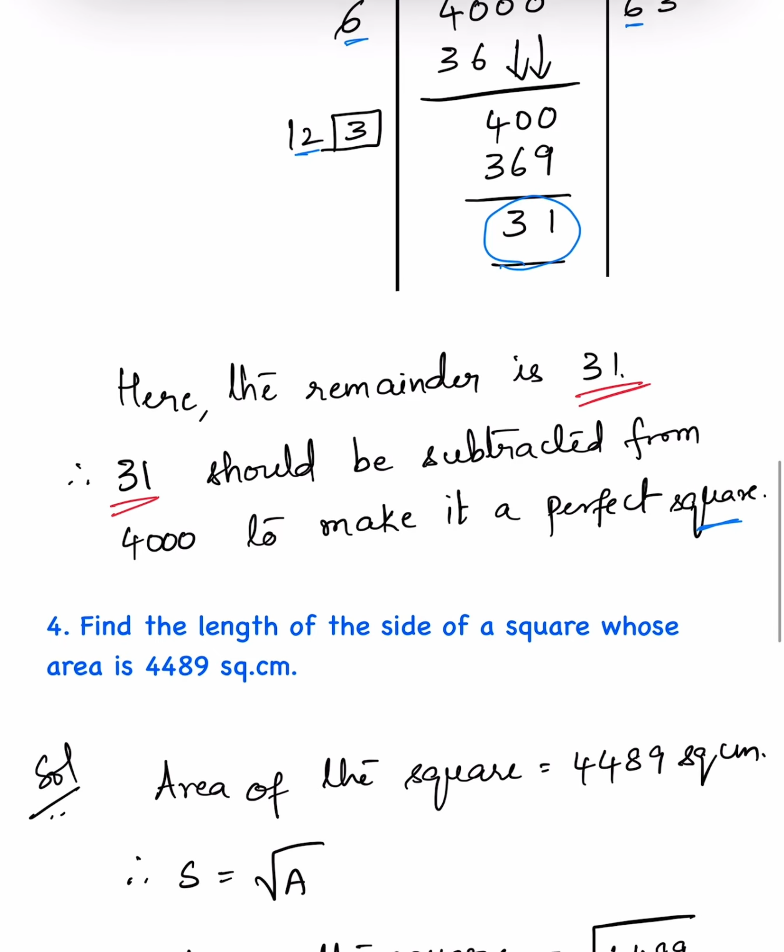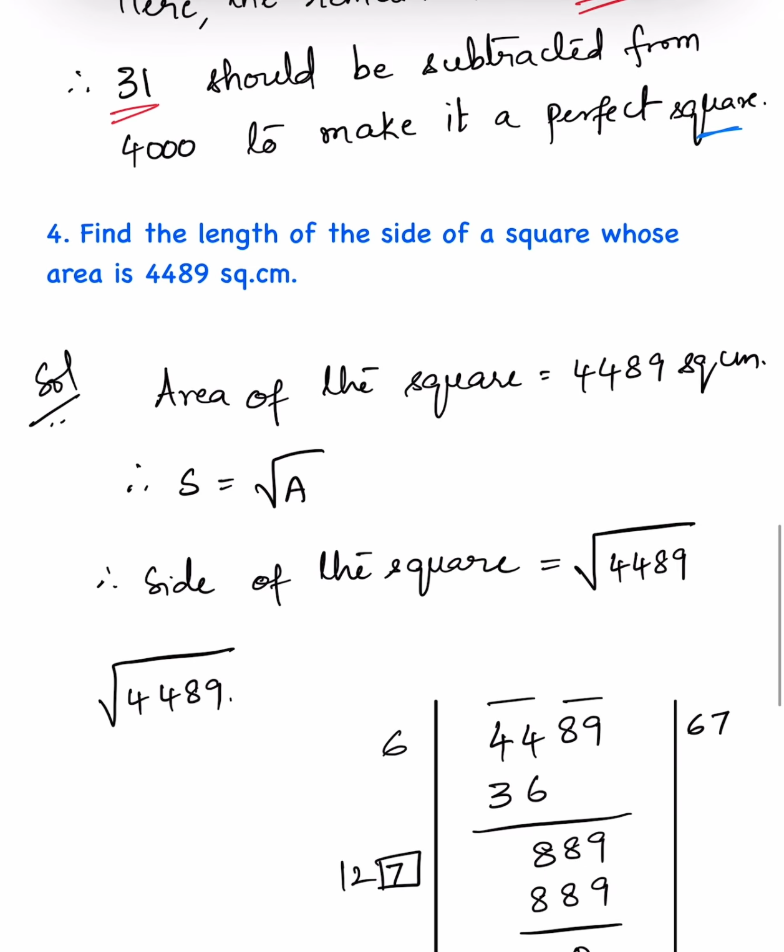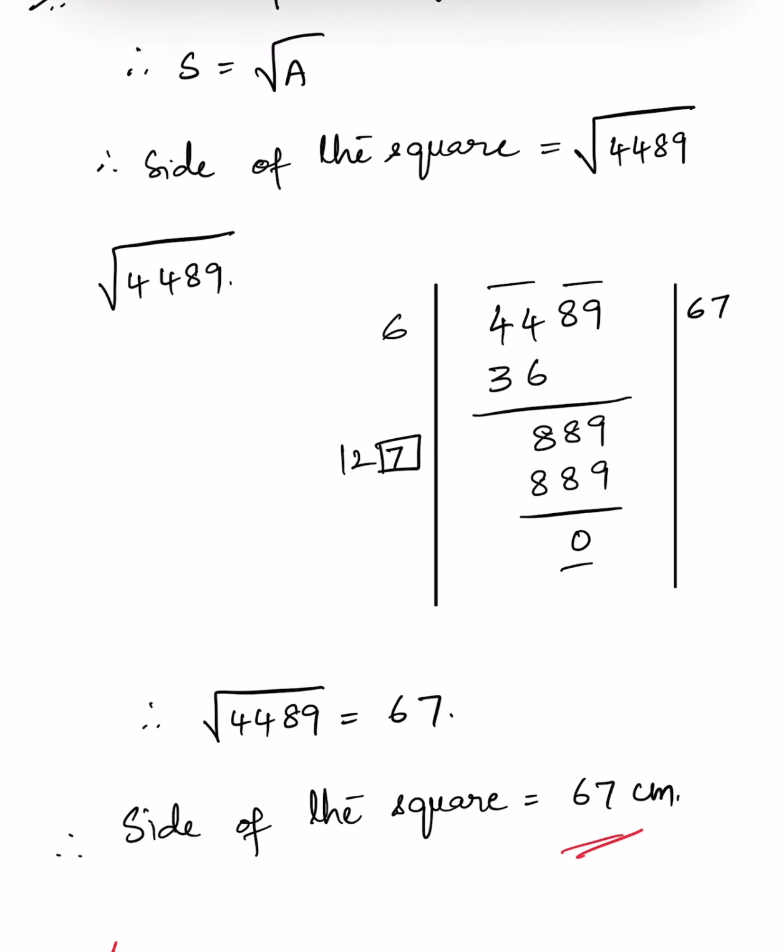Find the length of side of a square whose area is 4489 square cm. Area of the square is given, 4489 square cm. So what is the side? Side of the square is square root of area, because area is side square. If we want the side, we have to find the square root of area. So side of square is equal to square root of 4489. So square root of 4489, let us find out by division method.